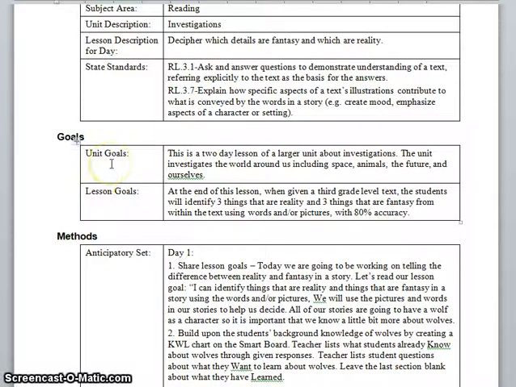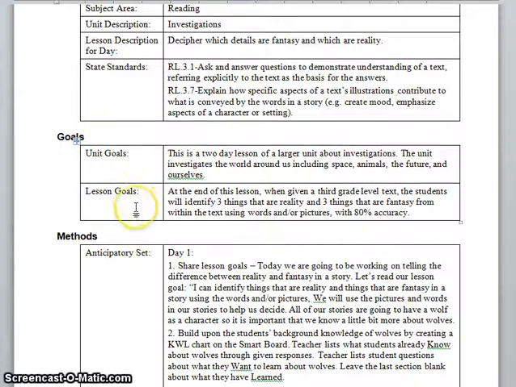When looking at the goals, first the unit goal. The overall unit goal is to look at investigations. It's looking at the world around us, whether it be the space, animals, future, and ourselves. For the lesson, it narrows it and it looks at the idea of wolves. We're finding more information and investigating about wolves, and we're realizing the difference between reality and fantasy.